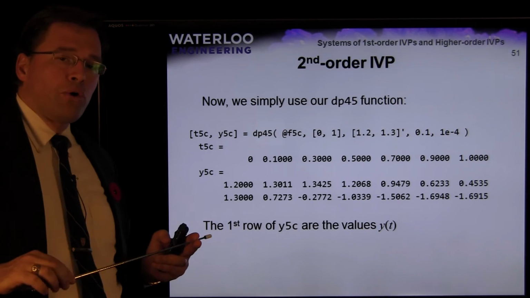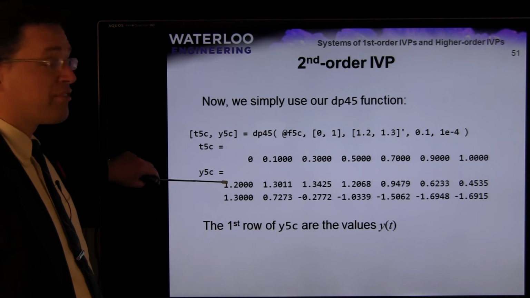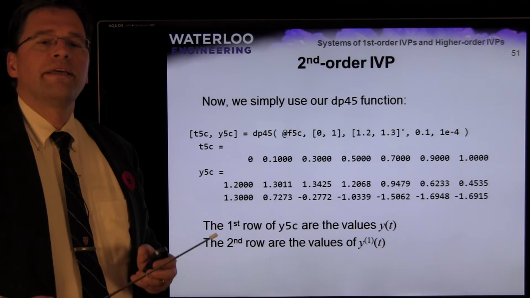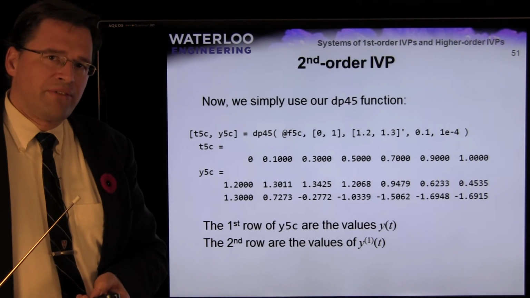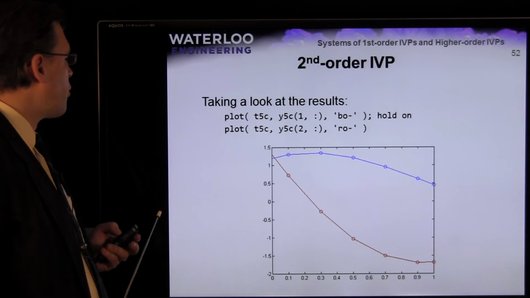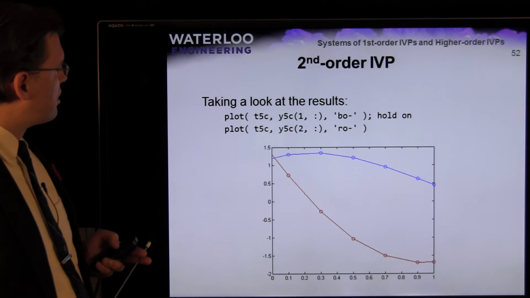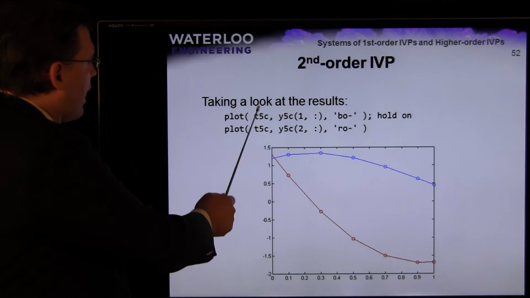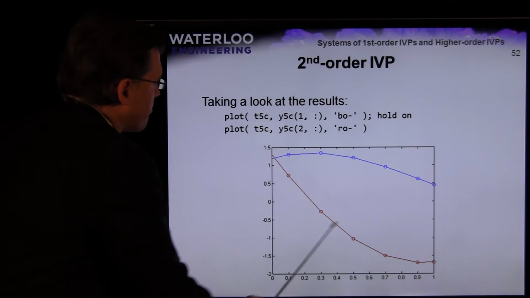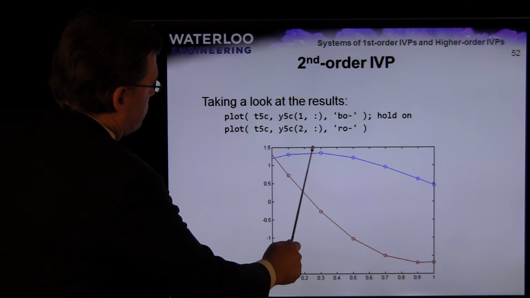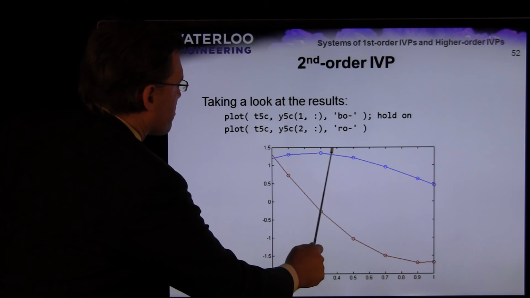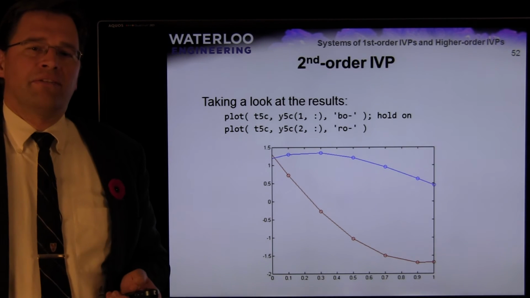The first row are the values of y of t. The second row are the values of its derivative. Okay, taking a look at these results, here we have the actual function, and here we have the derivative. Notice that right around here, the derivative of this function becomes negative.